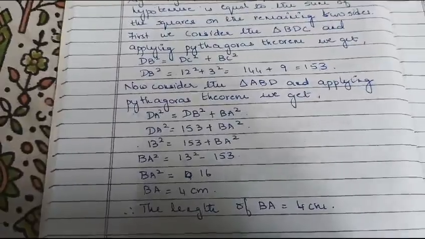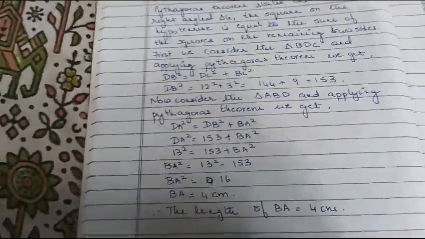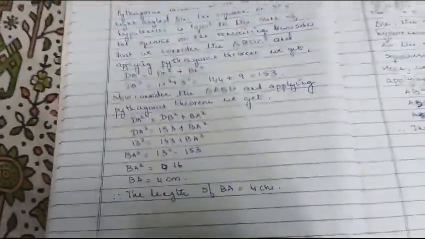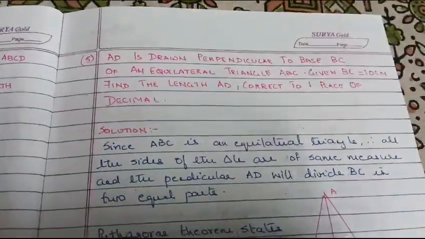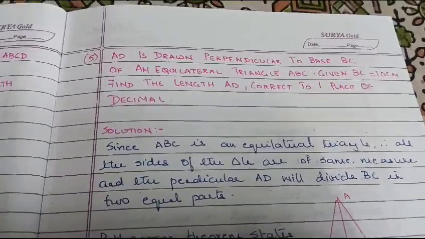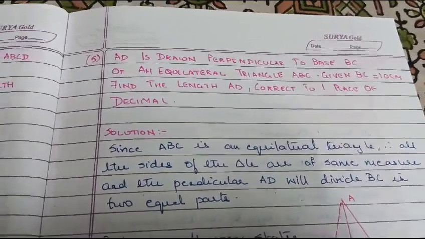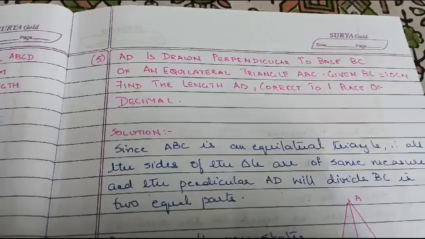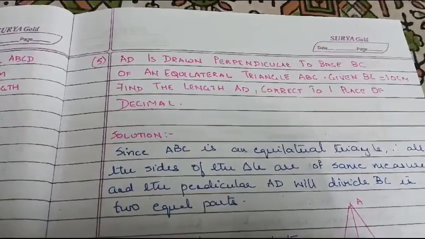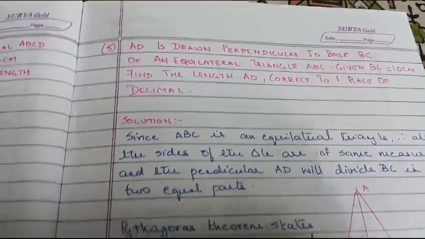Just pausing for a few seconds. Let me move on to the fifth sum now. AD is drawn perpendicular to base BC of an equilateral triangle ABC. Given that BC is equal to 10 centimeters, find the length AD correct to one decimal place.